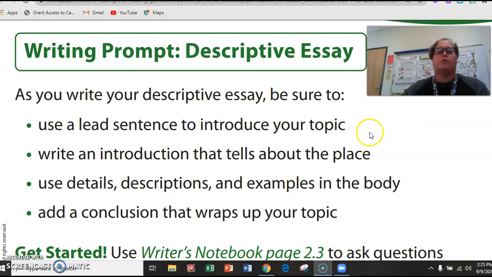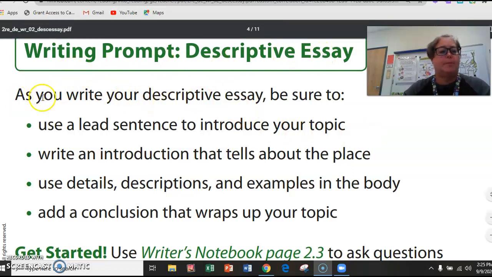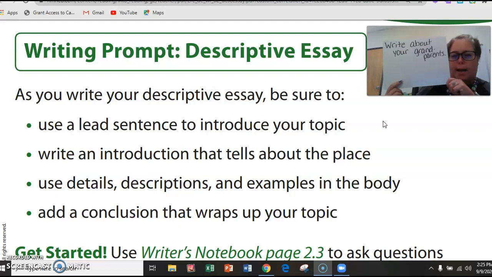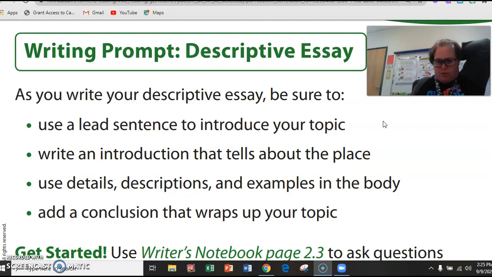So we're going to read this writing prompt together. It says writing prompt, descriptive essay. As you write your descriptive essay, be sure to use a lead sentence to introduce your topic. And our topic today is going to be to write about your grandparents because it's Grandparents' Day. And if you don't have grandparents, you can write about your favorite family member. Maybe you have a favorite aunt or an uncle or a cousin.